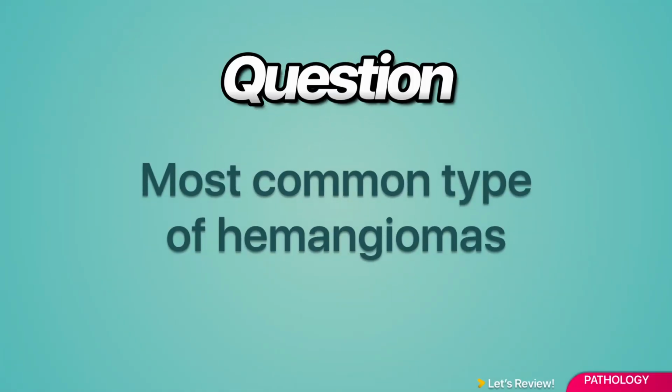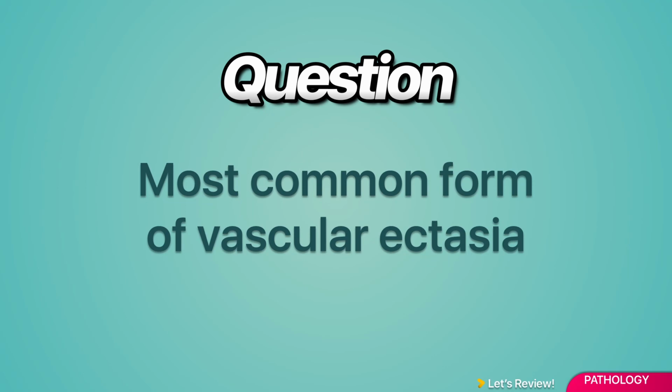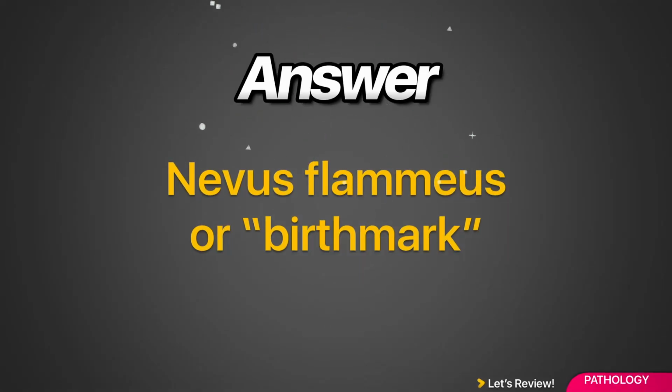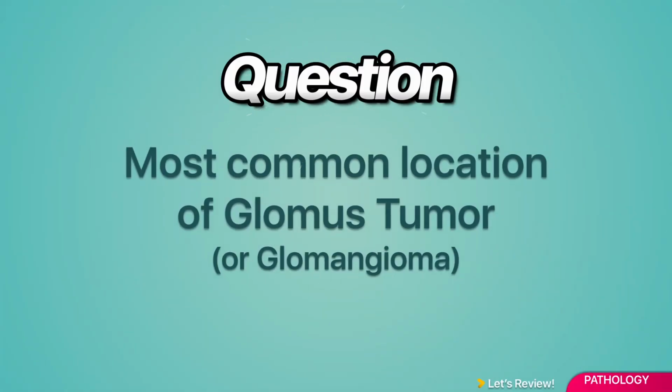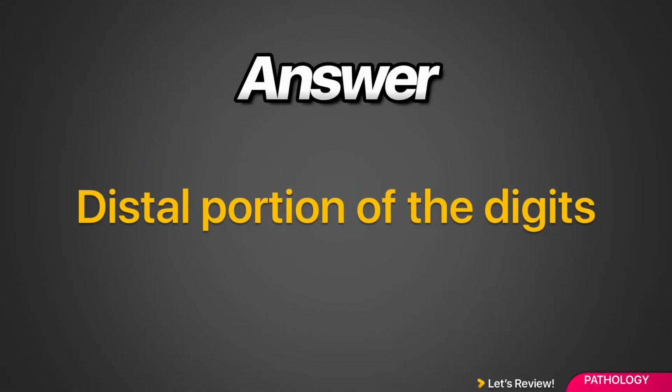Most common type of hemangiomas. Capillary hemangiomas. Most common form of vascular ectasia. Nevus flammeus, or birthmark. Most common location of glomus tumor, or glomangioma. Distal portion of the digits.